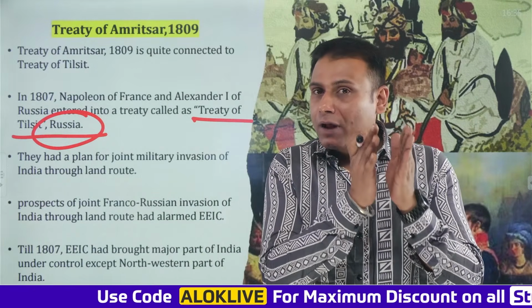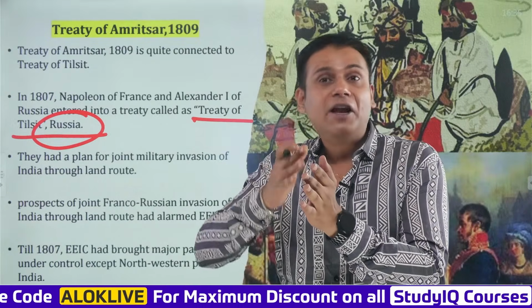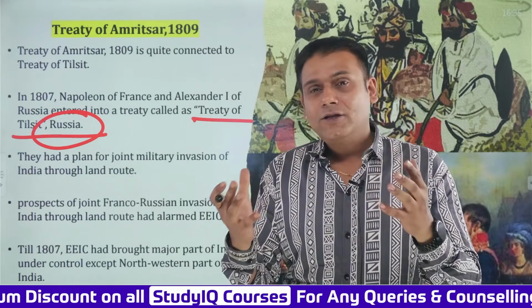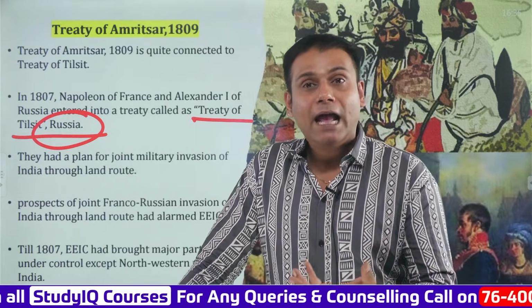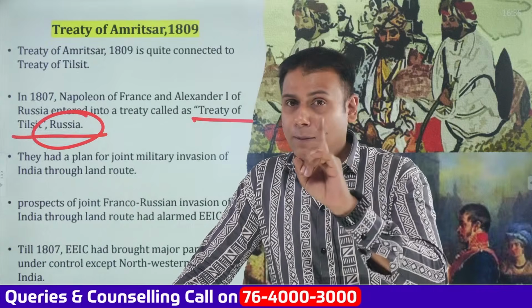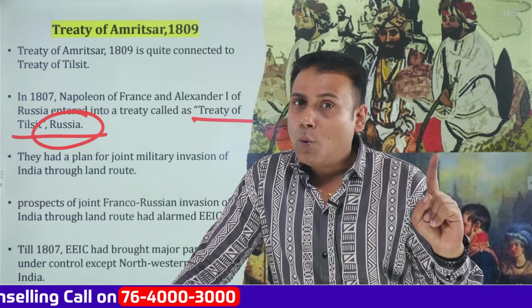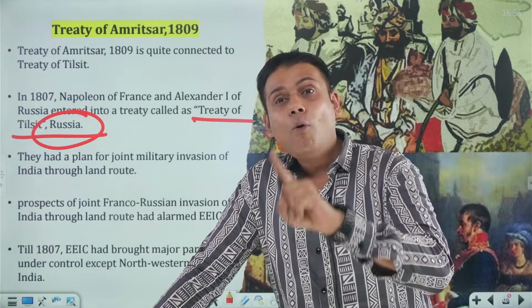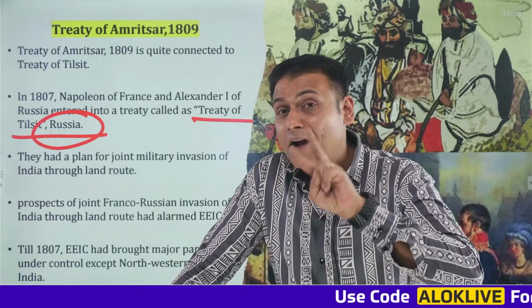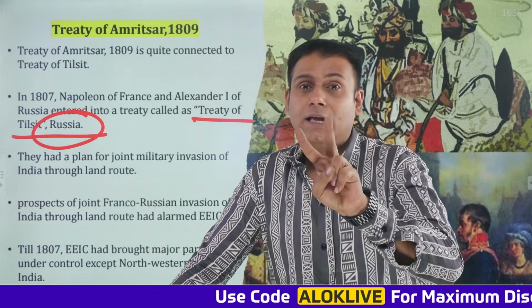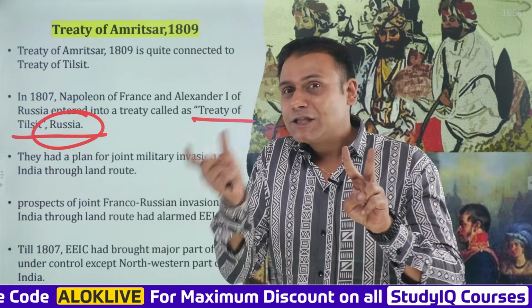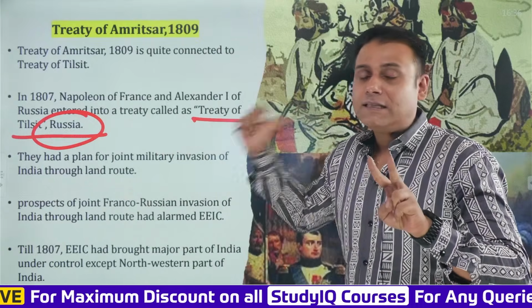Jointly, the army of France and Russia will attack the territories of the English East India Company in India. This kind of an agreement was reached through a treaty, and that treaty was referred to as the Treaty of Tilsit, which was signed in Russia. I'll repeat the points again. Alexander I of Russia and Napoleon of France had entered into a treaty that the combined army of Russia and France will attack the territories of the English East India Company in India. And that was as per the treaty referred to as the Treaty of Tilsit.